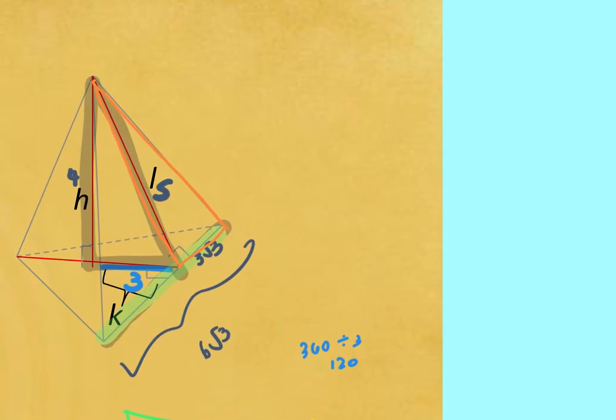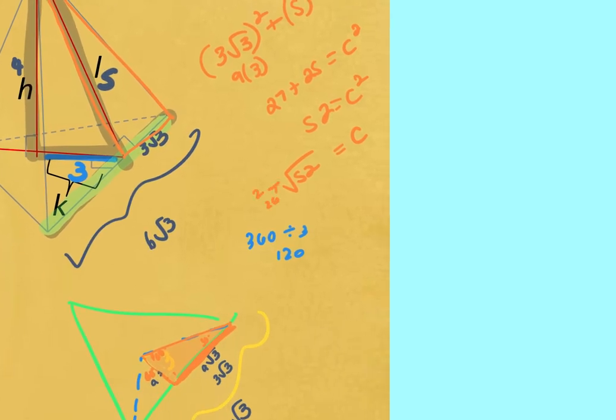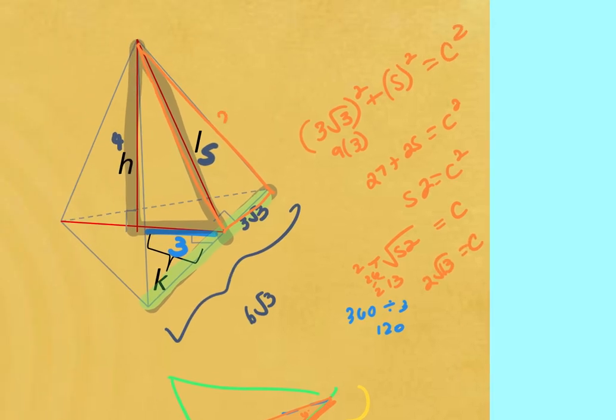Okay, so now I've got to find the lateral edge using 3 root 3 as either the A or the B, and 5 as the other one. That would equal your lateral edge squared, or C squared. So this would be 9 times 3, 27, plus 25, 52, which would equal C squared. C would equal the square root of 52, which is 2 and 26, which is 2 and 13. So 2 root 13. That's your lateral edge.